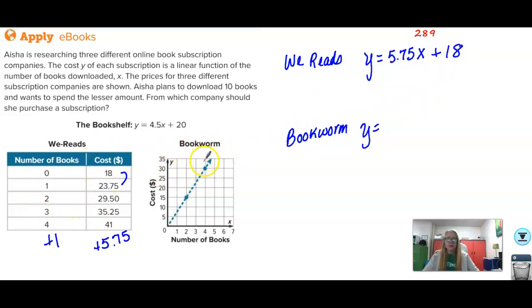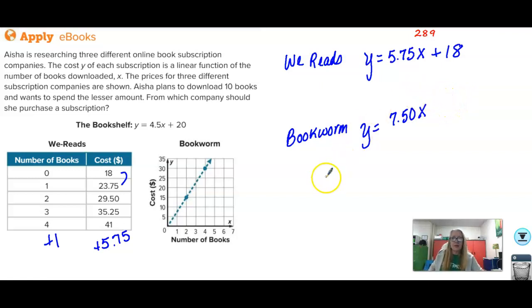Now let's look at Bookworm. What is their initial value? It looks like they don't have an initial value. What is their rate of change? Well, we went up 15, right 2. So they charge $15 for 2 books. So what are they charging for 1 book? $7.50. And there is no initial value, so there's no plus or minus over here.